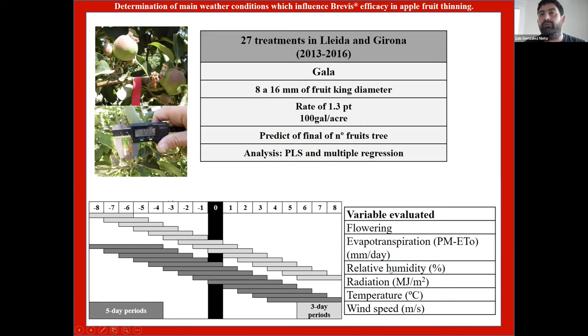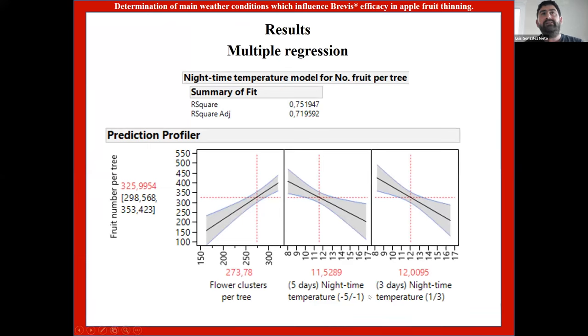Evapotranspiration, relative humidity, radiation, temperature (daily temperature and night temperature), and wind speed were evaluated in periods of 3 days and 5 days, between 8 days before spray and 8 days after spray. We put all these variables in the same analysis. At the end, the most important factor for explaining the efficiency of metamitron is the night temperature.